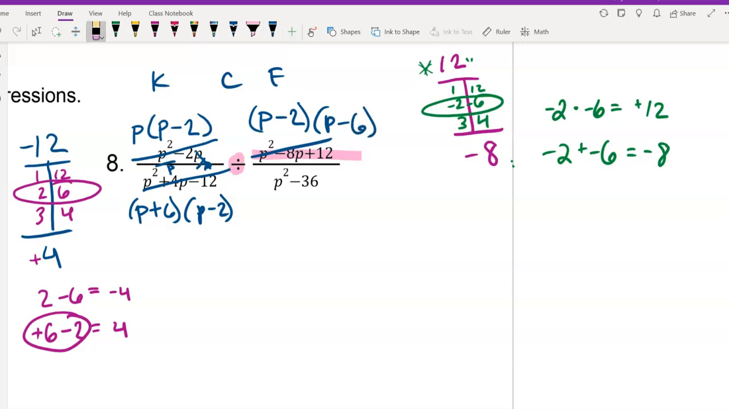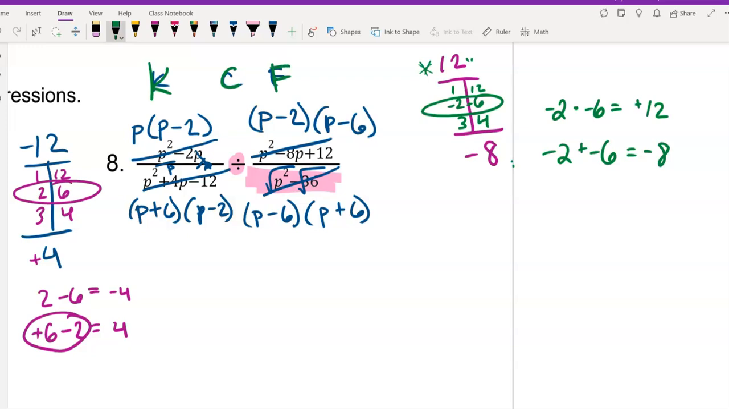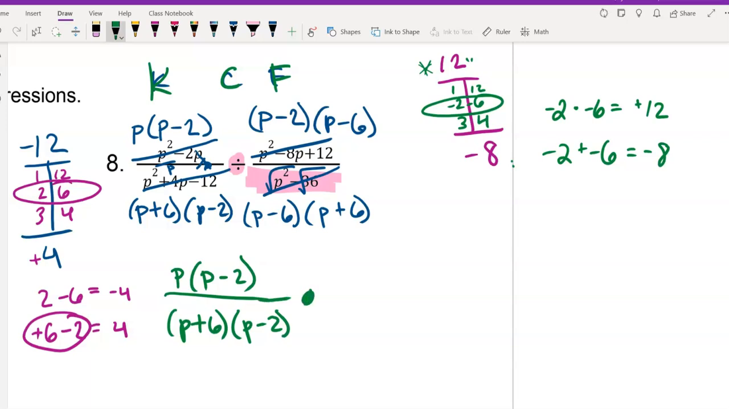Now for the bottom, what we have in this denominator here is difference of squares. And difference of squares says we can take the square root of both terms, which would leave us with p and 6. So we have p minus 6 and p plus 6. Now, we need to keep, change, and flip. So we're going to keep this first fraction the same. Change to multiplication, and flip this last fraction.